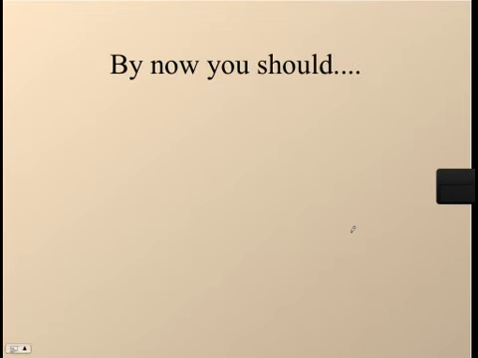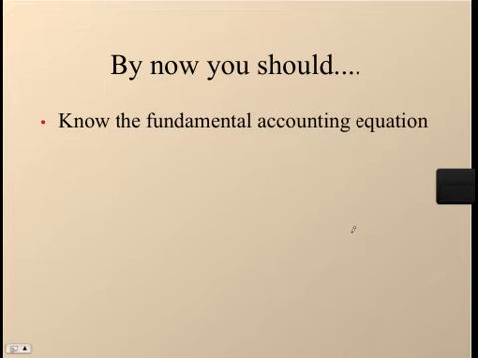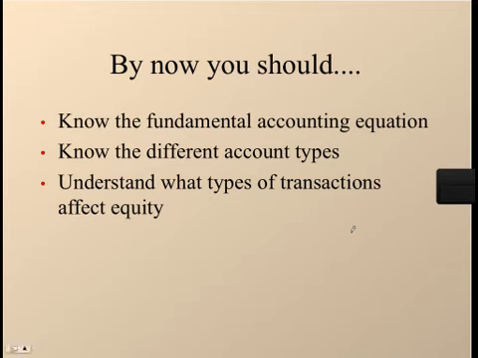So that's the end of this video. By now, you should know the fundamental accounting equation: assets equals liabilities plus owner's equity. Know the different types of accounts, so assets, liabilities, and owner's equity, and the four different types of owner's equity accounts: revenue, capital, drawings, and expenses. And understand what types of transactions affect equity.